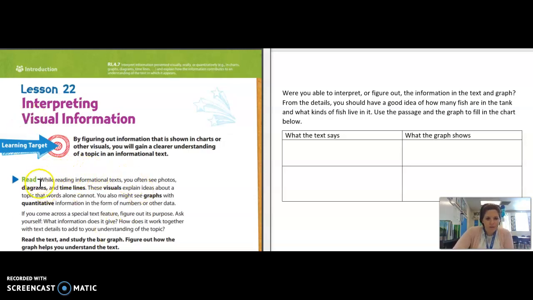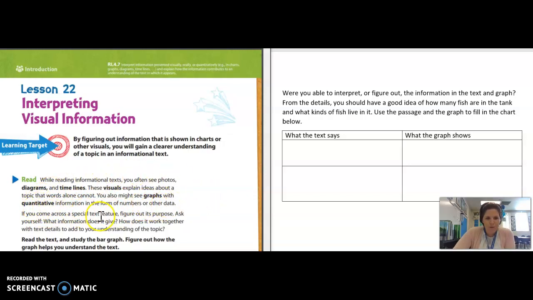So it says right here, guys, if you want to follow along, while reading informational text, you often see photos, diagrams, and timelines. That's what we just said. These visuals explain ideas about a topic that words alone cannot. You might also see graphs with quantitative, meaning numbers, information, or other data.